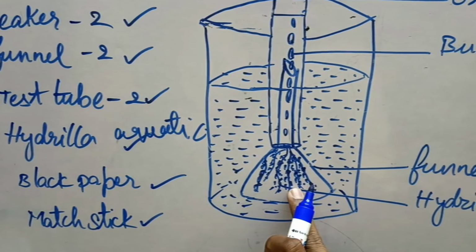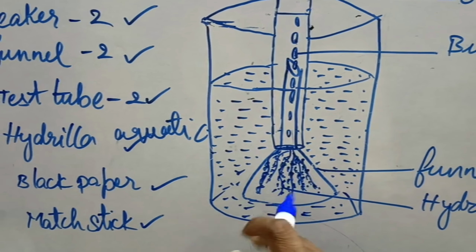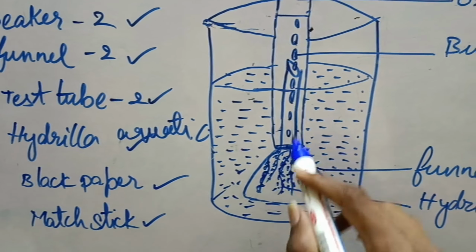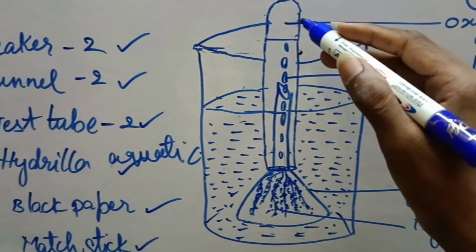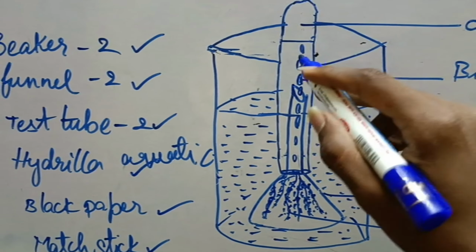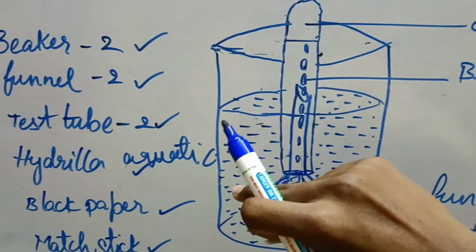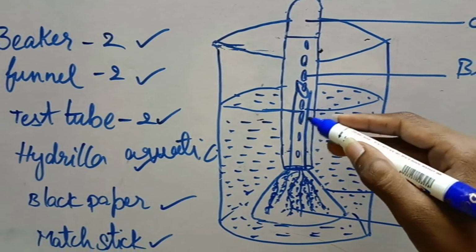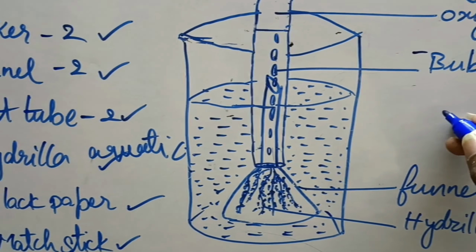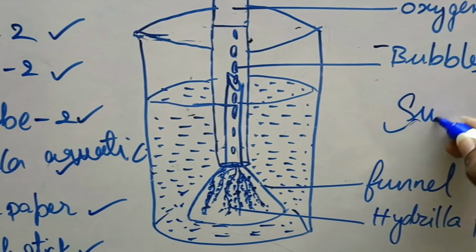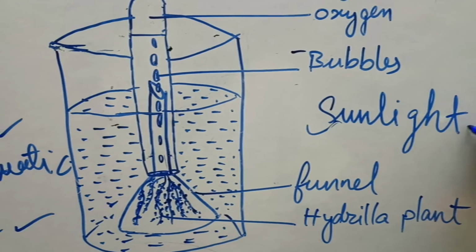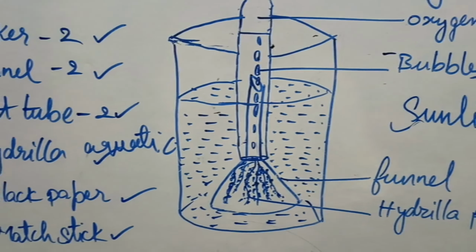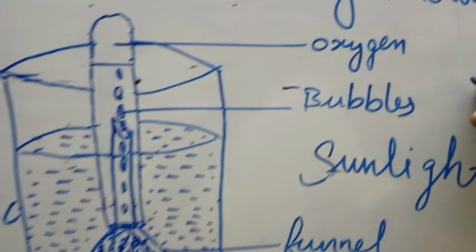Now we take a funnel, insert the hydrilla twigs into the funnel, and place it into the beaker in an inverted manner. Then we take a test tube, fill it completely with water, and insert it over the narrow opening of the funnel. Then we place this whole apparatus in the sunlight.